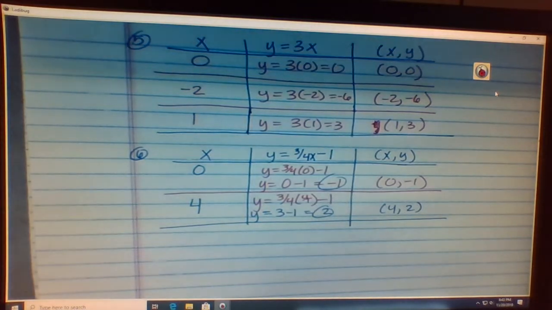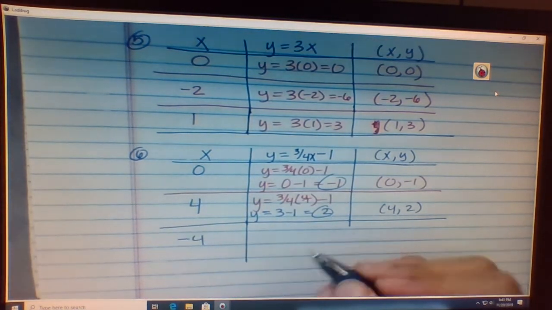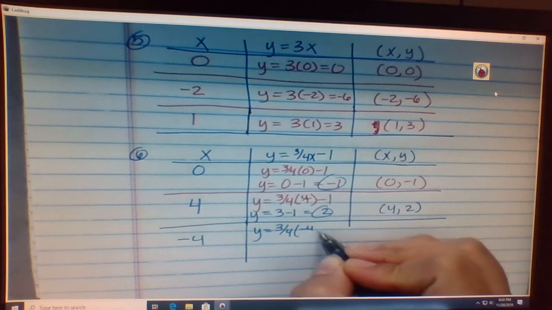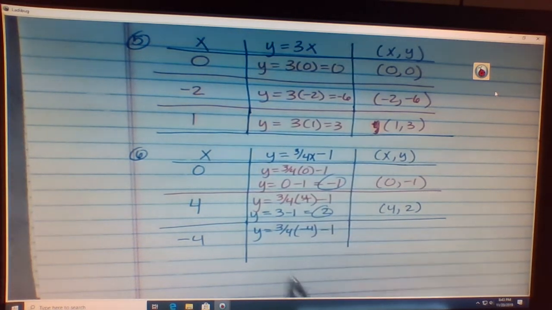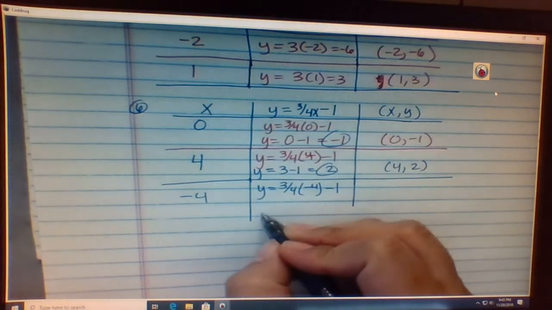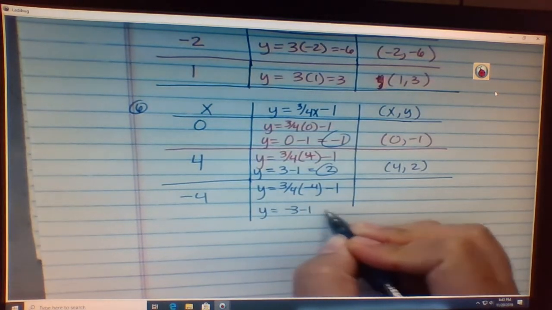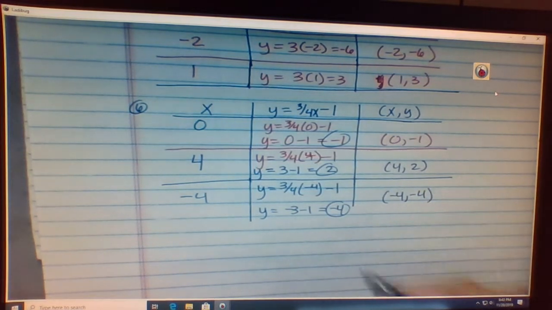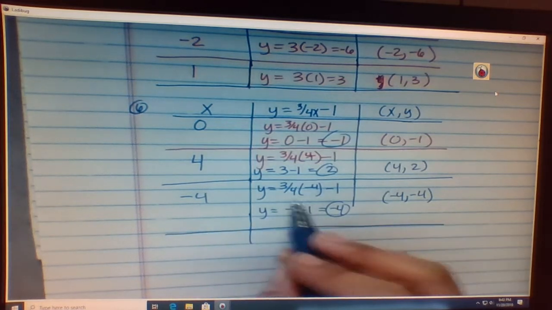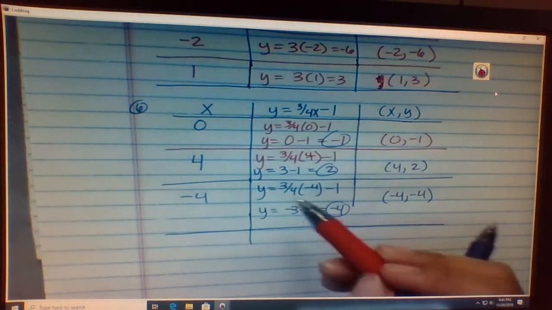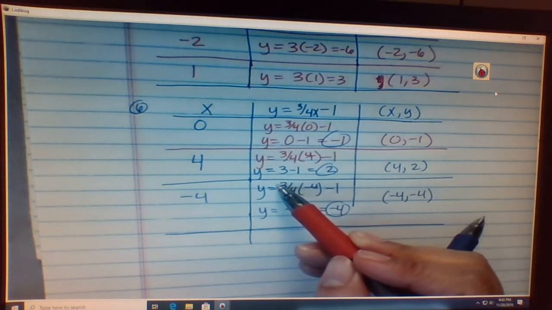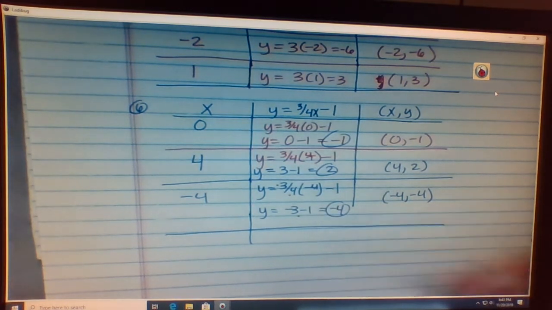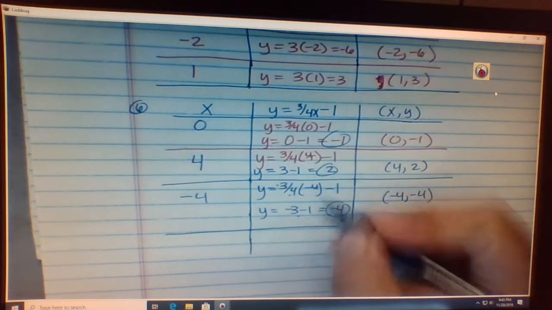Okay, -4. Let's try a -4. So 3/4 times a -4 minus 1. So what is 3/4 times a -4? -3 minus 1 is a -4. Wait, but how do you know it's -3? Yeah, -4 times 3 is -12. -12 divided by 4 is -3. Okay. Put the -4 over 1.